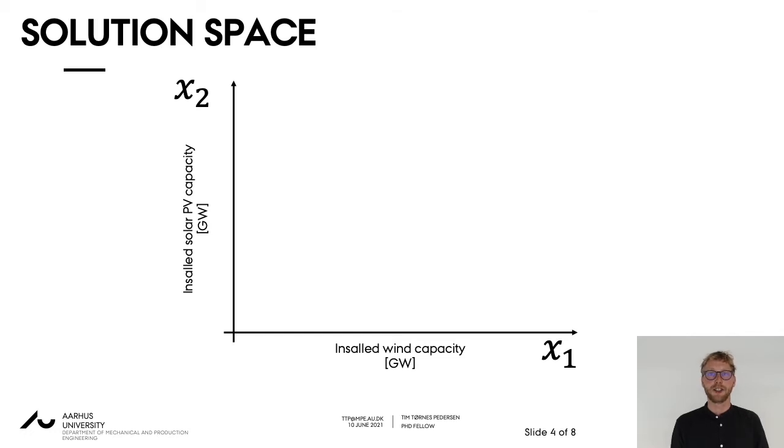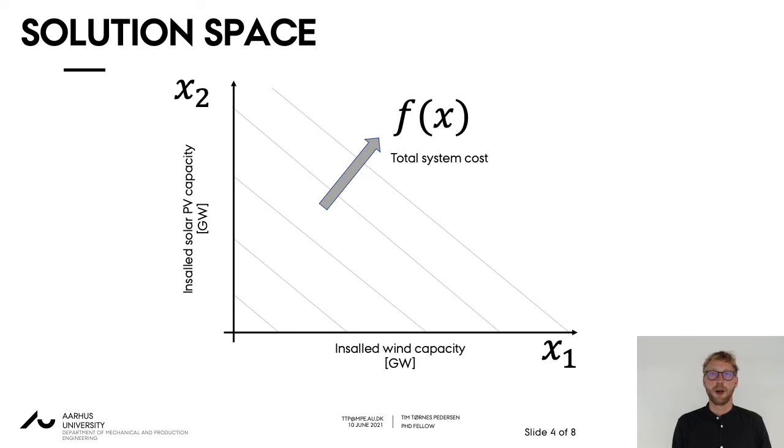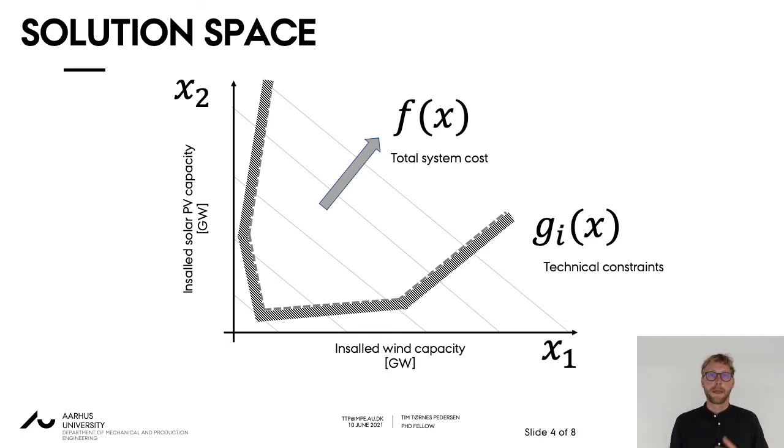If we start by considering just 2 variables of our model, these could be the installed wind turbine capacity and the installed solar PV capacity. We can then represent all possible solutions to our model in this 2-dimensional graph. We could indicate the value of our objective function with these contours, increasing as we install more of these capacities. But as we wish to ensure realistic operation of our network, we enforce some technical constraints, limiting where we can be in this solution space.